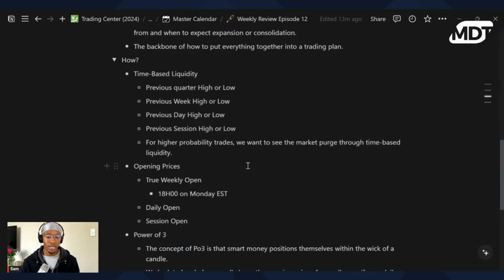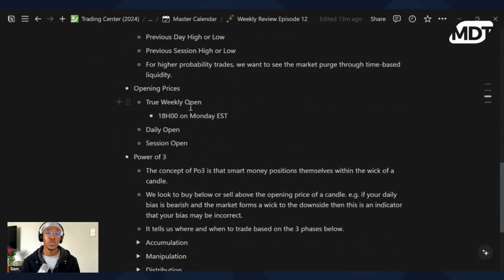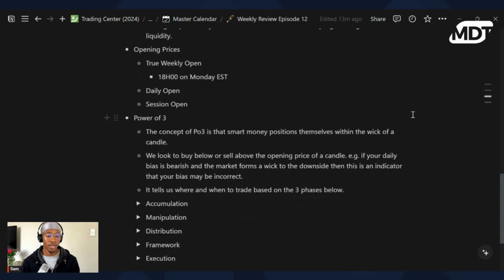So how's it implemented? Time-based liquidity, which is new. That's either previous quarter high or low, weekly, daily, session high or low. Time is fractal, so it applies across a pretty wide spectrum. We look at opening prices. This goes back to the true open. There's a true daily open, weekly open, session open, and that's normally the beginning of the second quarter of any cycle. So yeah, you can look at how that works.